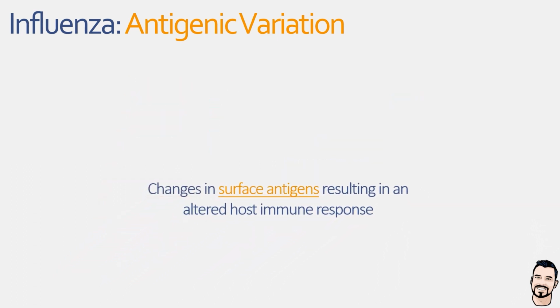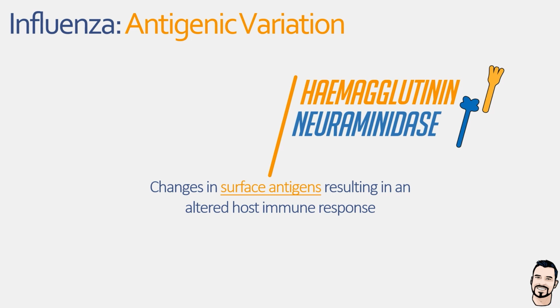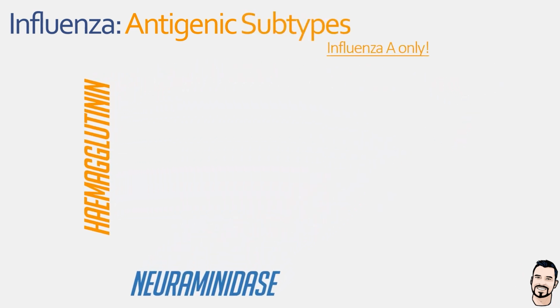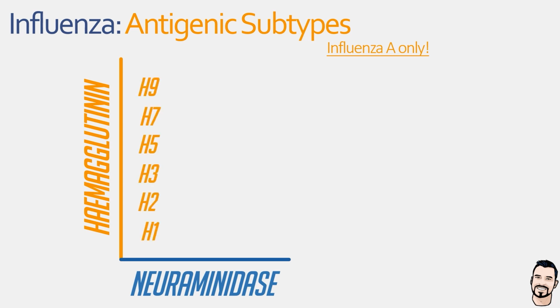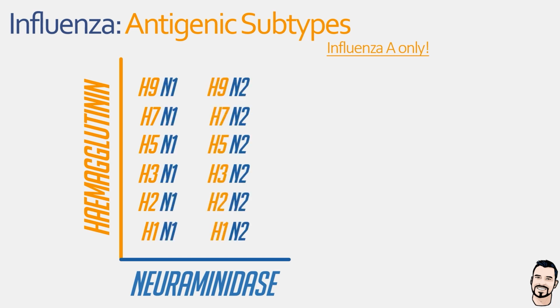Now this is particularly concerning when we have changes in our surface antigens such as hemagglutinin and neuraminidase proteins, as this can lead to significantly altered influenza infections. Now as I mentioned earlier, we have some 18 different hemagglutinin subtypes and 11 different neuraminidase subtypes within our influenza A family. And each of these hemagglutinin subtypes can match up with each of the neuraminidase subtypes, creating many different combinations, some of which are common amongst human infections, others against animal infections, with some being relatively rare.